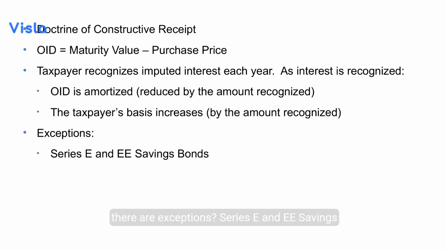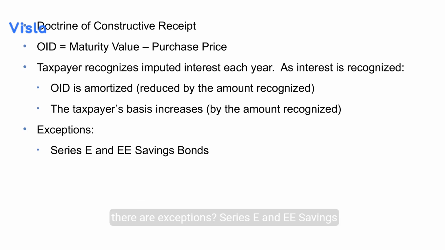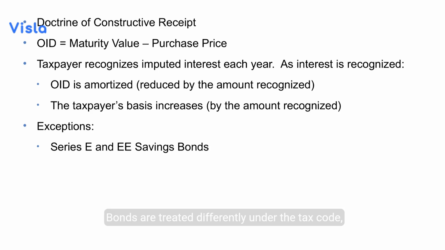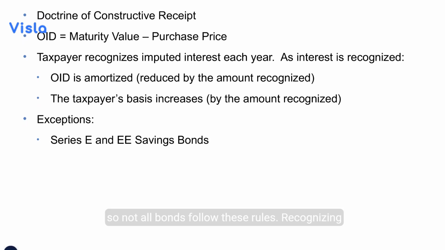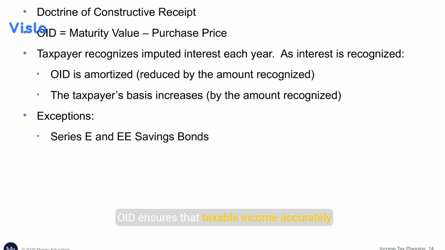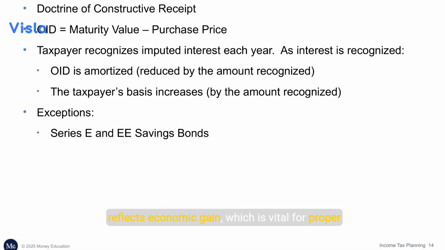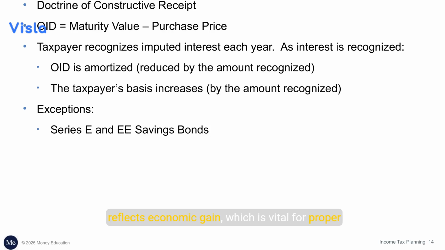But did you know there are exceptions? Series E and EE savings bonds are treated differently under the tax code, so not all bonds follow these rules. Recognizing OID ensures that taxable income accurately reflects economic gain, which is vital for proper tax planning.